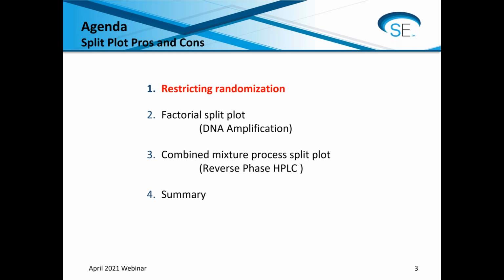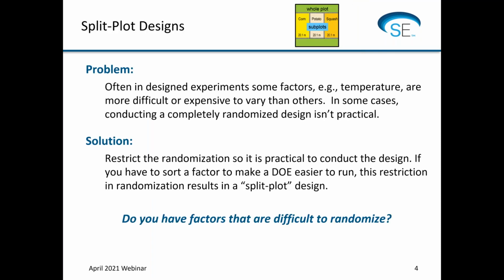So what is a split plot and what is the restriction on the randomization we're talking about? Okay, so the problem in some designed experiments is that we have some factors, maybe temperature if we have a very large oven that takes a long time to equilibrate, or others that are difficult, time consuming, or expensive to vary. And in some cases, if we did a completely randomized experiment so that we were varying these things often, that experiment would become impractical or possibly impossible to do. So what's the solution? Well, we restrict the randomization.